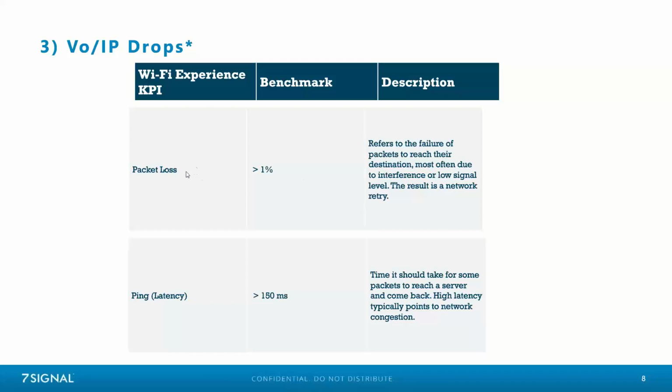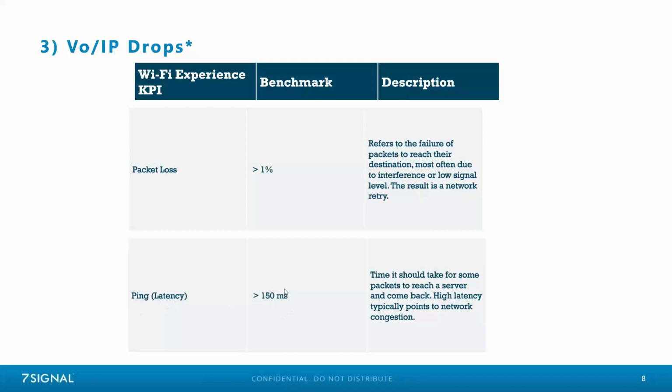Only in Wi-Fi can a ping be lost and the networking and up the stack is still up and running, right? Wi-Fi, when you lose pings, that's an indicator. When you have a packet loss of more than 1%, there is something going on. What is going on? More than likely, it's interference or low signal level.